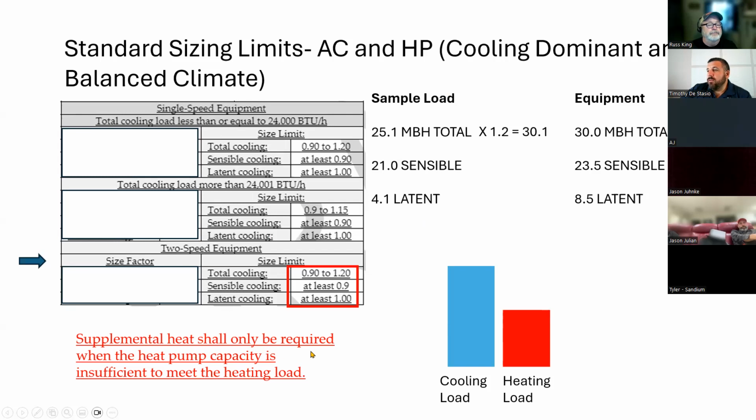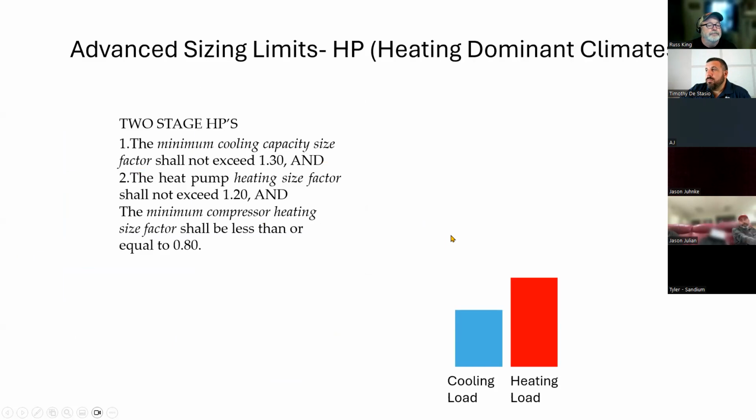And one other thing we want to talk about is supplemental heat with the heat pump. We should use supplemental heat only as required when the heat pump capacity is insufficient to meet the heating load. But in this case, we're more talking about cooling.